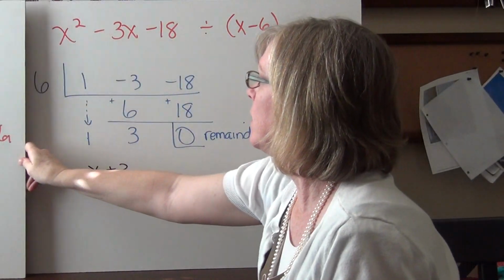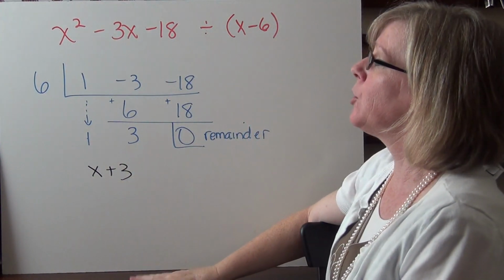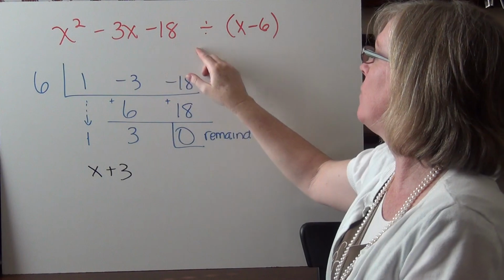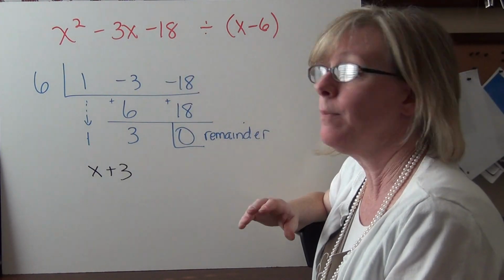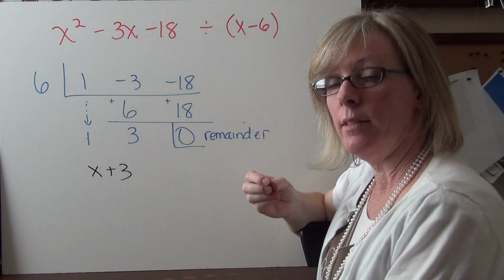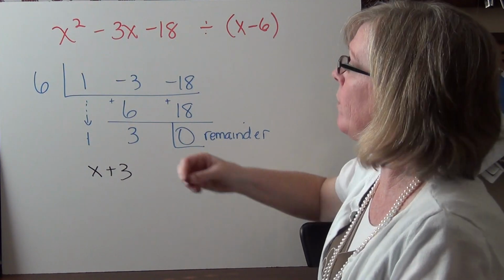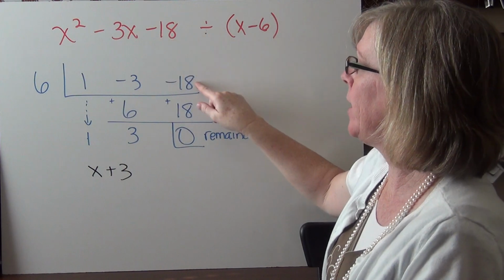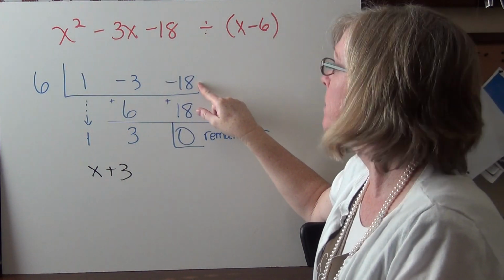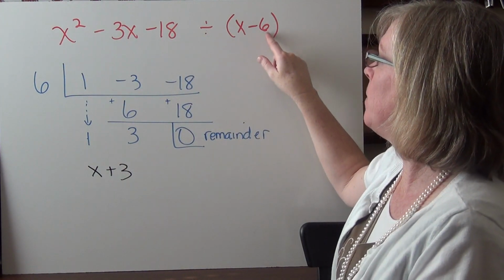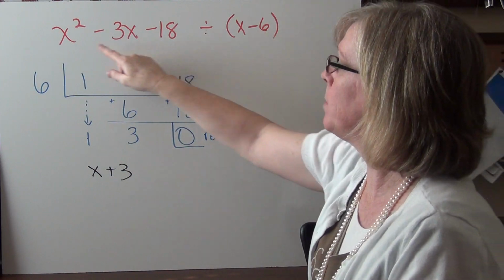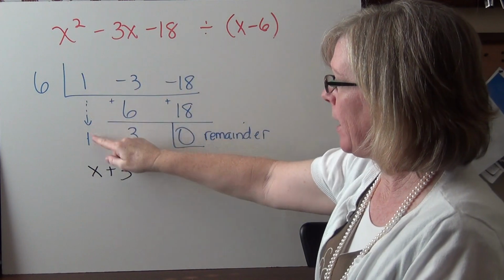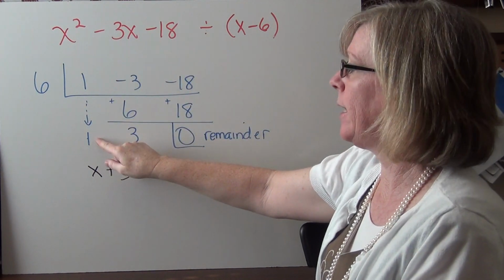Let's take a look at another example. I'm starting now with x squared minus 3x minus 18 divided by x minus 6. Okay? So I'm going to take away the variables and just leave the coefficients, and I bring down a 1, a negative 3, and a negative 18. So far so good. I see this is already in x minus mode, so the number I want must be a 6.